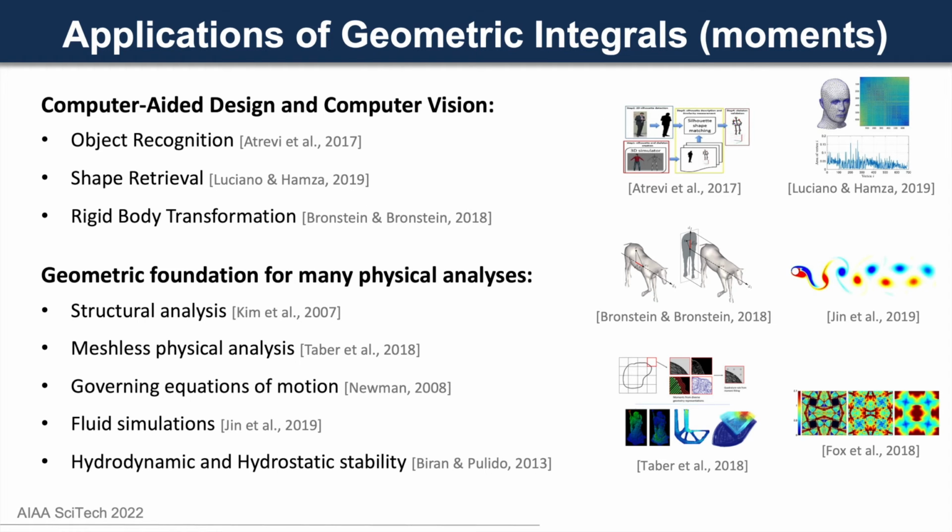These geometrical integral properties have various applications in design, in computer vision and in physical analysis. They have been widely used for object recognition, shape retrieval, rigid body transformation, and more importantly in physical analysis, where these methods are used in structural analysis, and most importantly in meshless physical analysis, where these geometrical moments act as a basis to represent the shape in the governing equation of motion in fluid simulation. So these properties have a diverse range of applications.